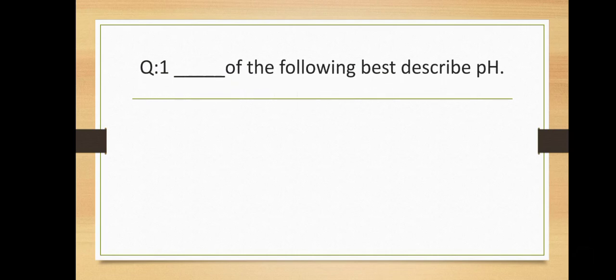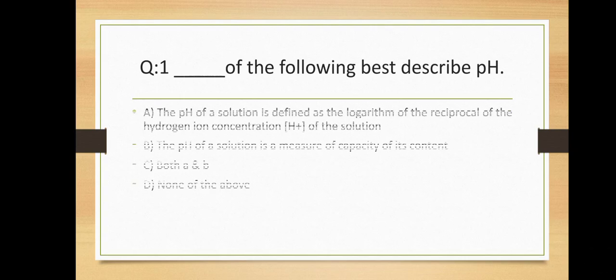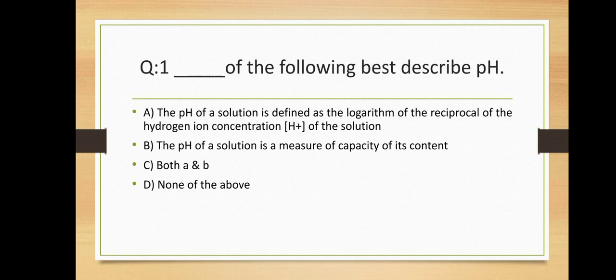Question number 1, which of the following best describes pH? The options are: option A, the pH of a solution is defined as the logarithm of the reciprocal of the hydrogen ion concentration, means H plus ion concentration of the solution. Option B, the pH of a solution is a measure of capacity of its content. C, both A and B, and D, none of the above.